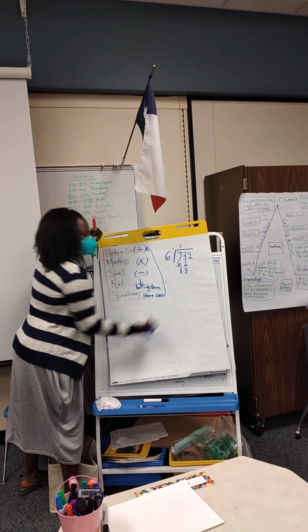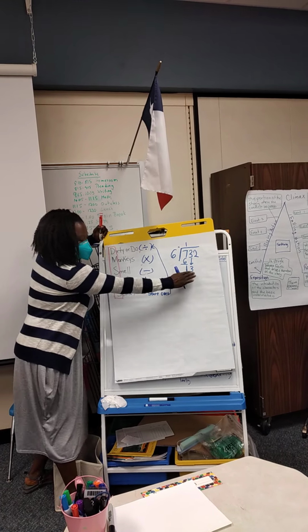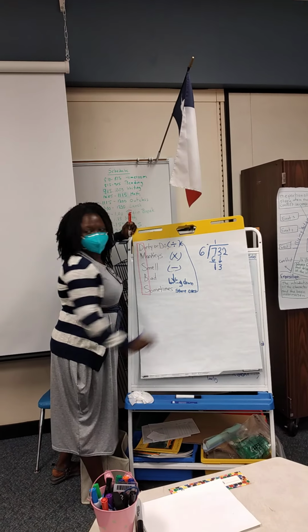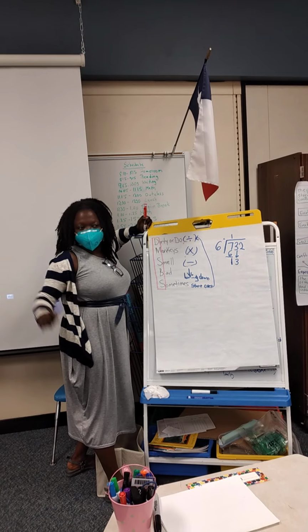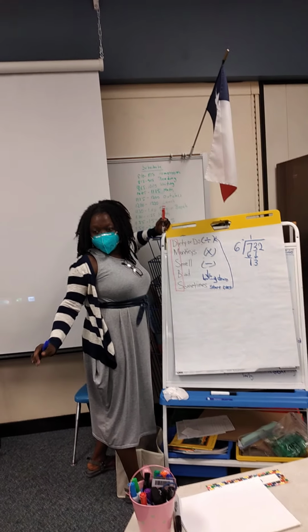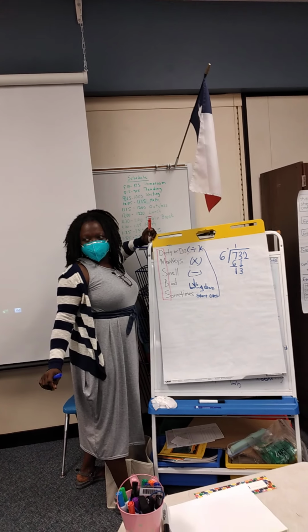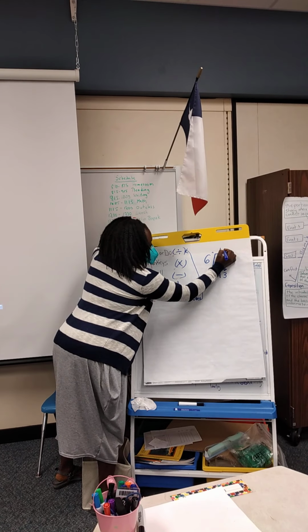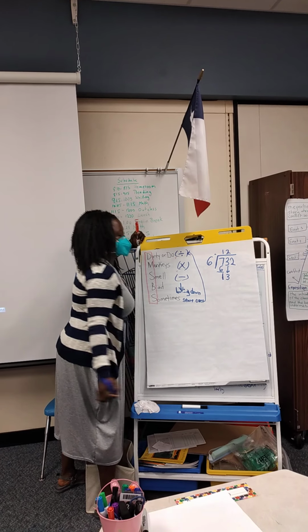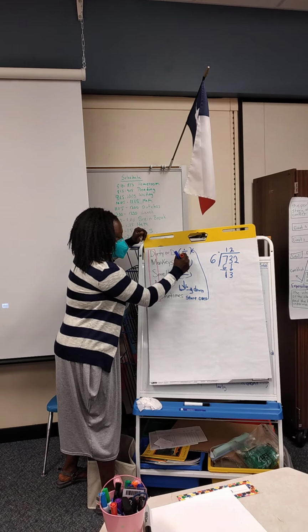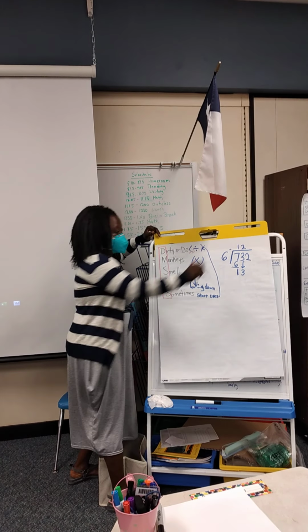So we have 13. If you have 13 pieces of candy, can you make groups of 6 from 13? Yes or no? How many groups can you make? How many groups of 6 can you make from 13? 2. Very good. 2. So now we have divided again, right? Come back and put a check. What do I need to do next?